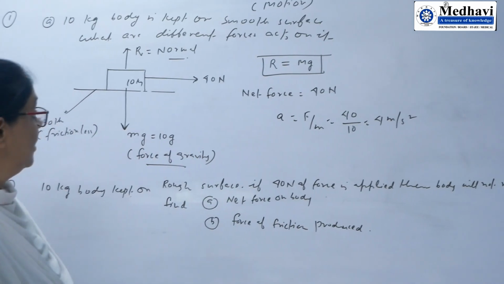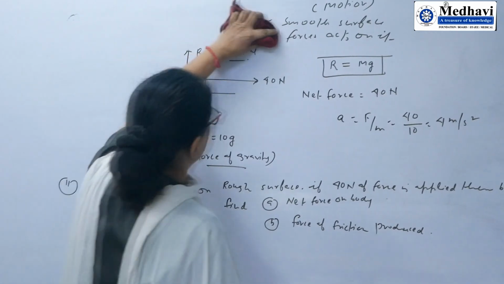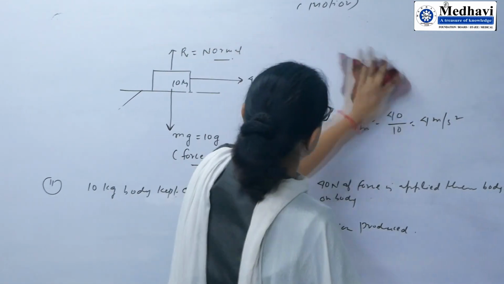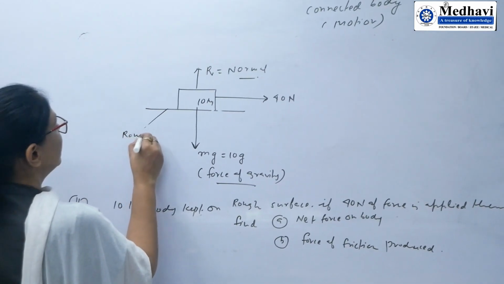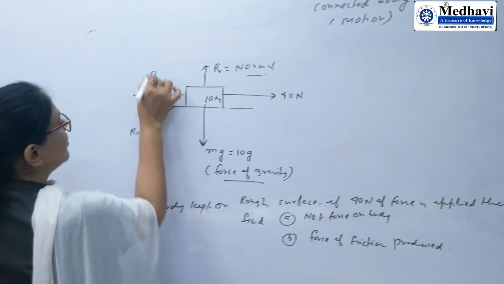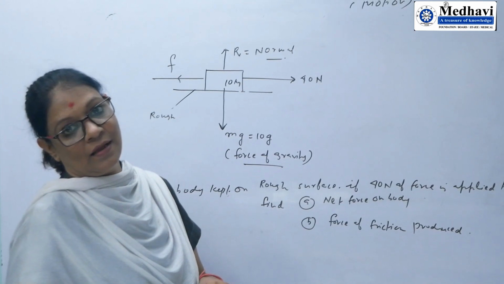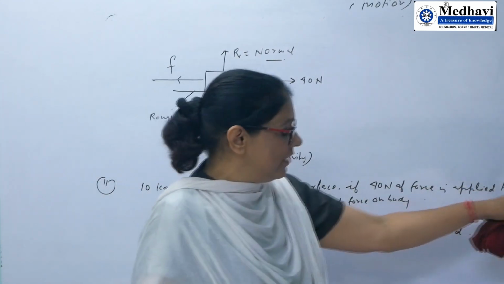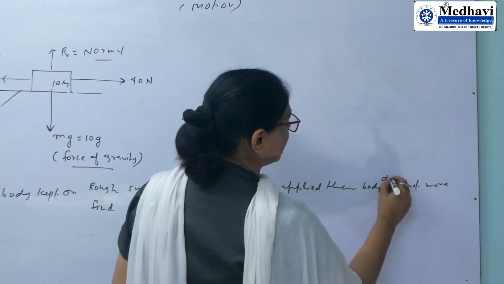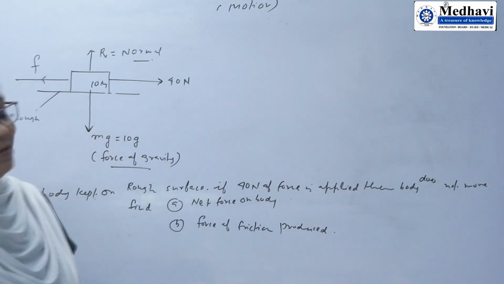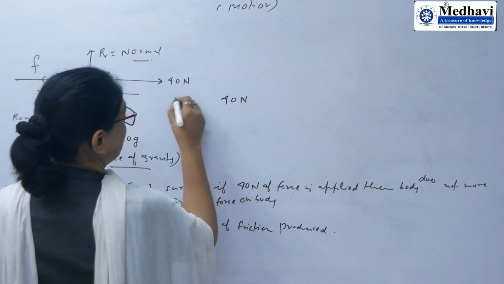This is the diagram. So here the same diagram we can use. Here the body is, the force is acting, and this surface is rough. Due to roughness, an opposite force will be produced on that body, that is called force of friction. And here it is given that the body will not move, or the body does not move. It means the body is in balanced condition.